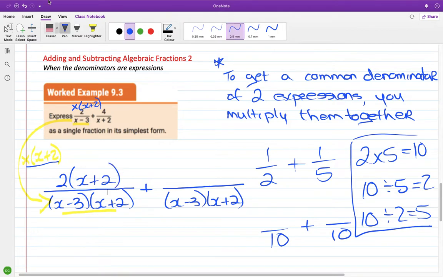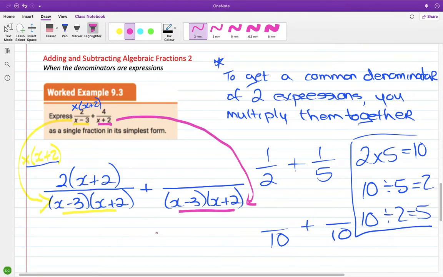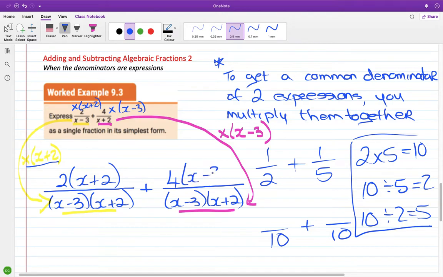Yeah? Now let's look on the other side. So I'm going from x plus 2 to x minus 3, x plus 2. So in order to go from this to this, I need to multiply by x minus 3, because x plus 2 multiplied by x minus 3 gives me this denominator. But if I have to multiply that for the denominator, I'm going to have to do it for the numerator. So multiply by x minus 3. So that gives me 4 times x minus 3.